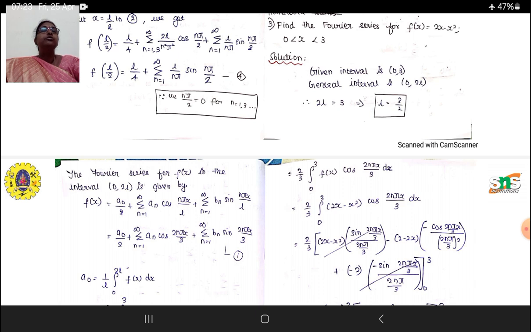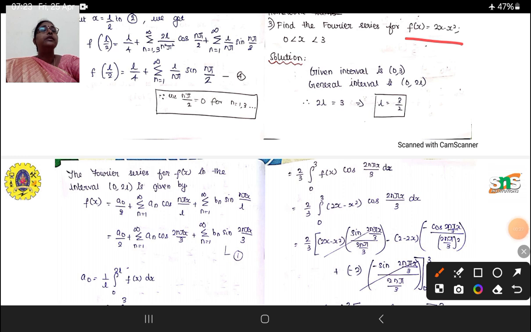Already we discussed some sums based on Fourier series with the limits 0 to 2 pi and 0 to 2l. Now today I'm going to replace 2l with some values and see how to do the sums. So I'm choosing the function f of x equal to 2x minus x square with the limit 0 to 3.